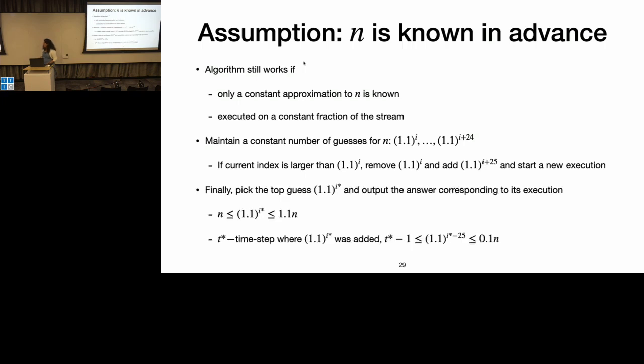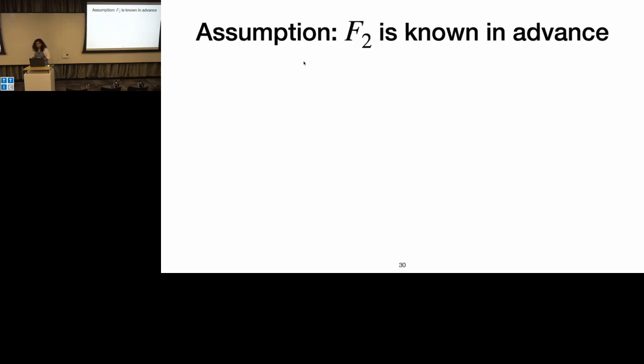The point is, I don't want to go into the math, but if you maintain enough guesses, you can show that at the point where your correct guess was added, you wouldn't have lost much of the stream. Like you would have lost a tiny fraction of the stream, so you're fine. That's sort of the highlight.